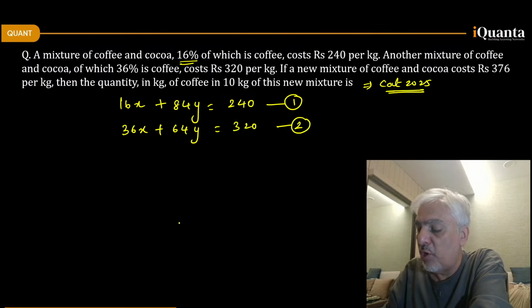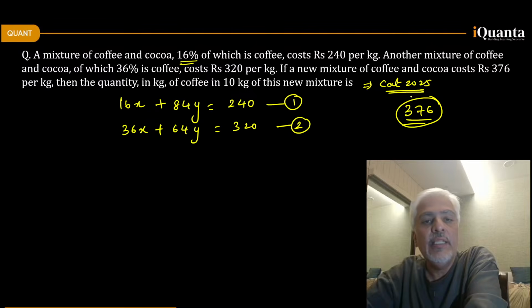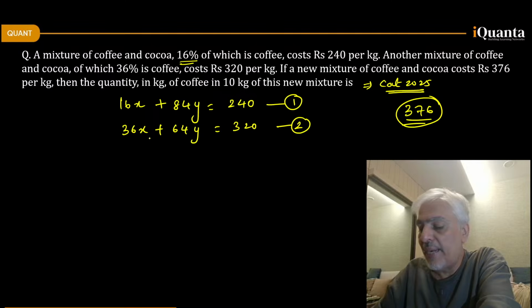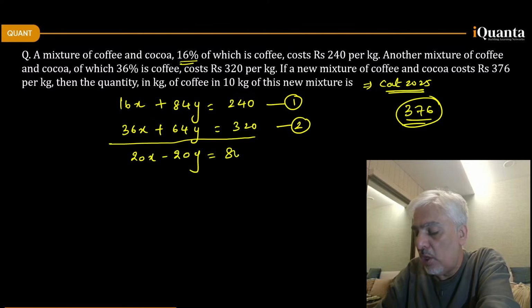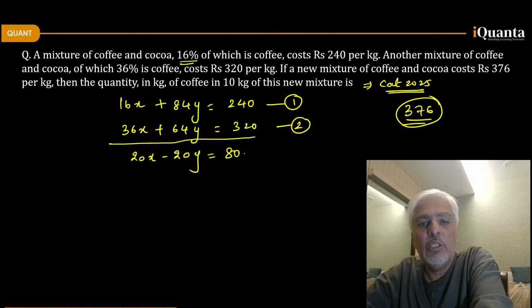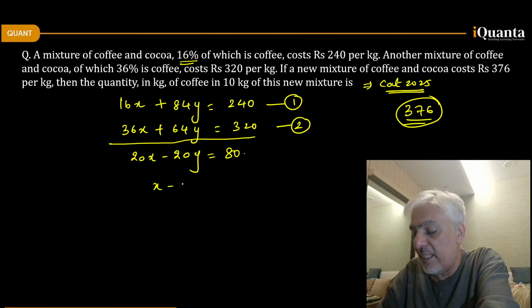And what have they asked for? That means if the total cost is 376, what will be the ratio? Now pay attention. Everybody pay attention to a trick in this question. And this was a lucky trick, meaning not that it will work every time. If you subtracted both the equations, what do you get? You get 20x minus 20y, and this is the same thing because of which the trick works. 20x minus 20y is 80. Divided by 20, x minus y is 4.